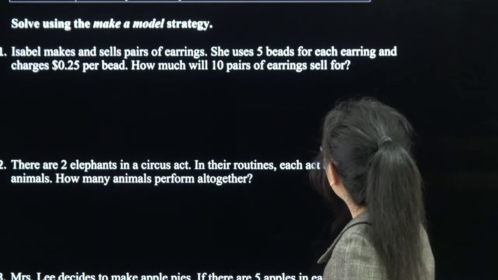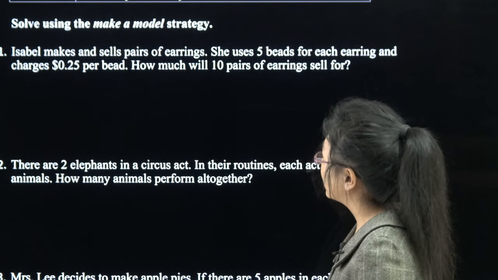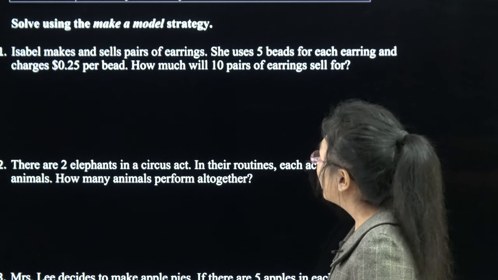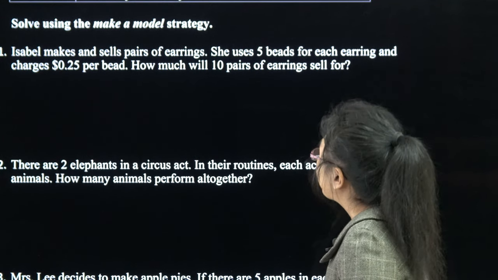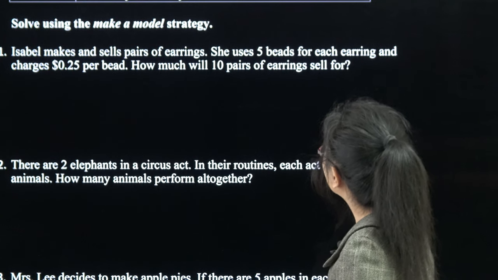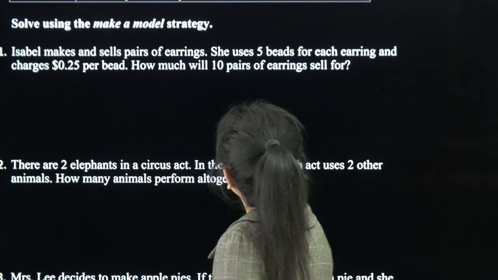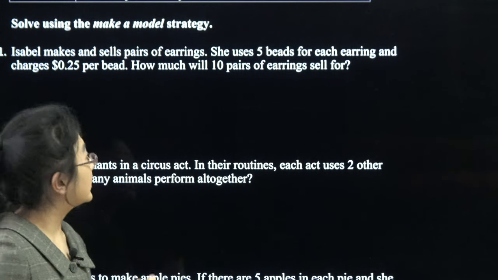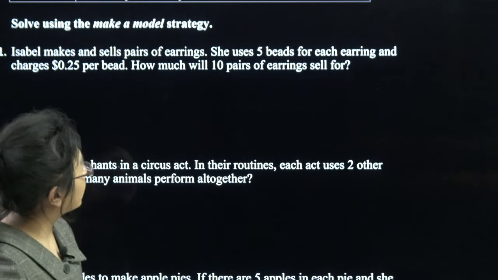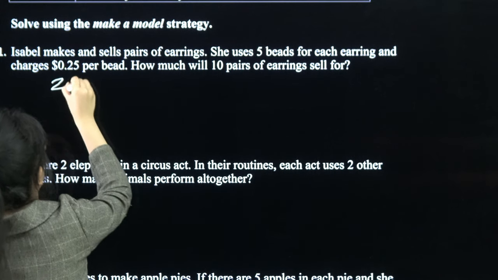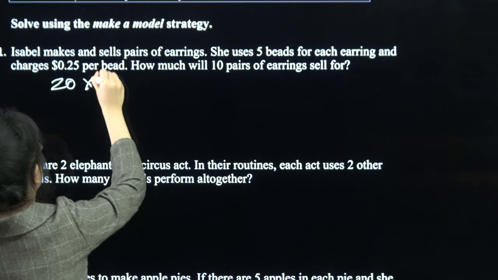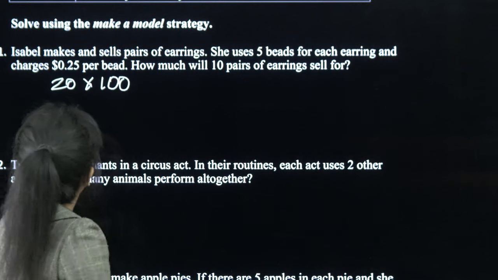Aw, she used 5 beads for each earring and charges 25 cents, or $0.25, per bead. How much will 10 pairs of earrings sell for? So she uses 5 beads for each earring, and a pair is 2 earrings. So 10 pairs of earrings would be 20 earrings. And 5 beads for each earring would be 100 beads.